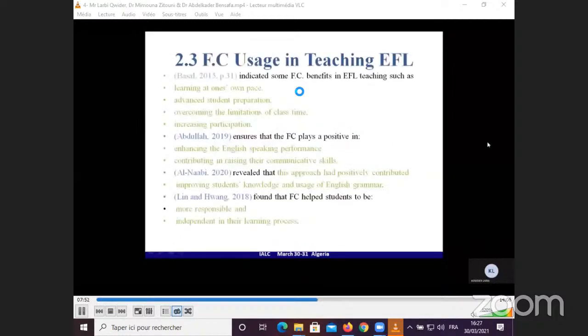All in all, one can say that the previous educational researchers affirm the usefulness of the flipped classroom model as an approach in EFL teaching that replaces the traditional face-to-face educational techniques and approaches. But the question is: is this model useful in Algeria in EFL teaching?